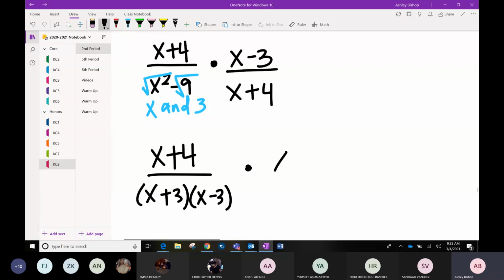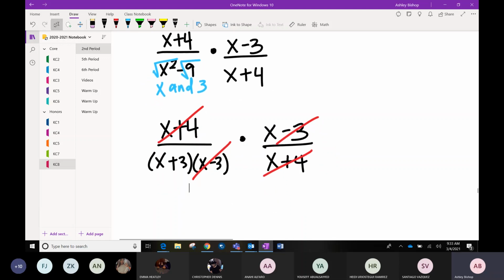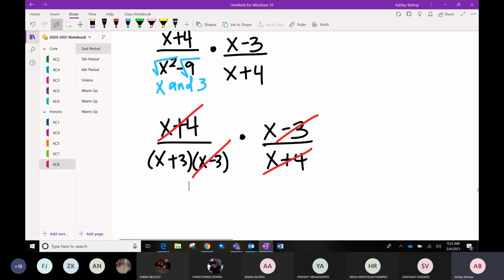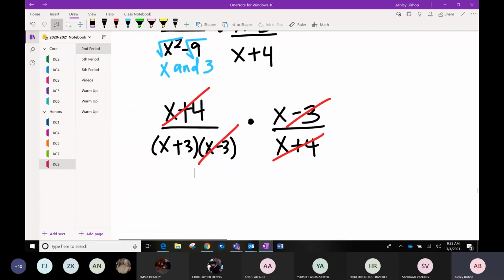Times, nothing factored in this fraction, so x minus 3, x plus 4. Now everything is factored, and I can go do my favorite part, which is my canceling. I have the x plus 4s that cancel, and the x minus 3s cancel. Again, really quickly, pay attention to this part. There is nothing left on top. Again, just like that problem when there was nothing left at all, if there's nothing left on top, there is a 1 on top.